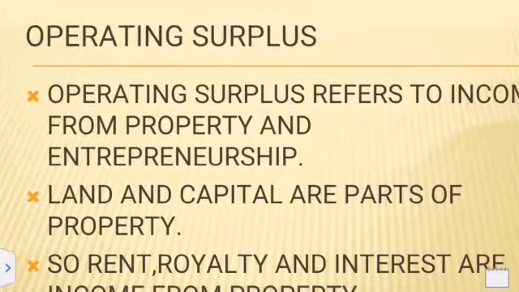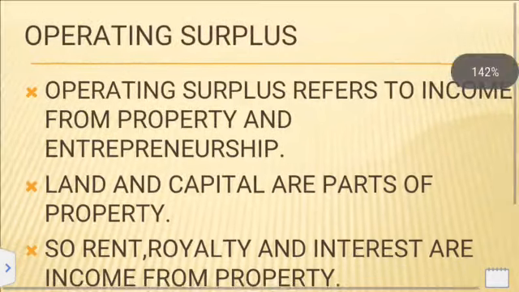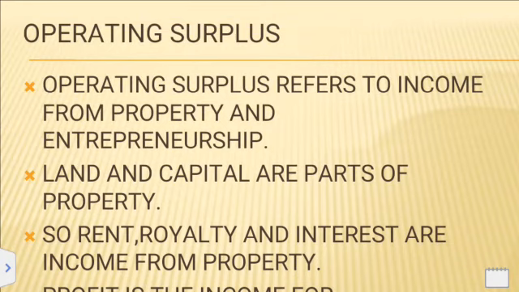Now to summarize, in national income accounting under the income method, there is one term used, called operating surplus. Now what is operating surplus? Operating surplus refers to income from property and entrepreneurship. We have already discussed this operating surplus in the previous slide, but it is a new term, so let us discuss it here.